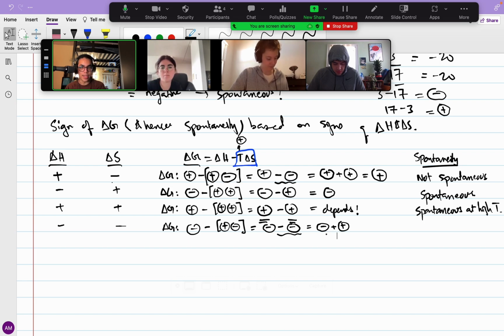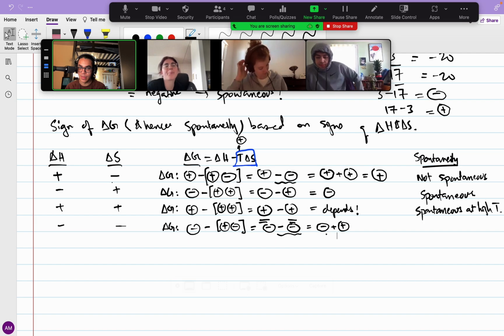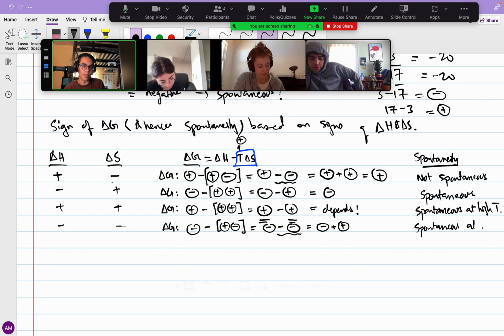Which term would we like to see win? First term or the second one, for spontaneity? The first one, because we want the negative to win, which means in this case, you're trying to make the second term as small as possible. Aha. So what do you do to the temperature? Make it low, exactly. So spontaneous at low temperature. There. So much information extracted just by looking at signs.